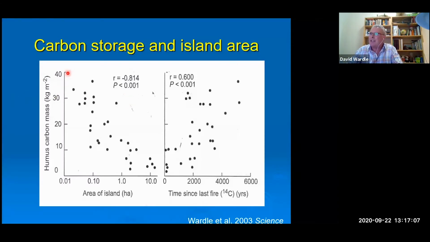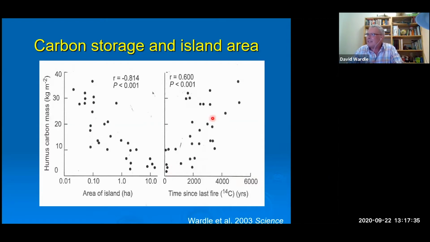What this shows is carbon storage versus island size. For the large islands with rapid decomposition, we have really shallow humus, organic matter of just a few centimeters in depth, whereas on the small islands, decomposition is slowed down and we end up with really deep humus profiles of up to 1 meter or more. And this is also apparent if you plot out carbon storage in terms of time since last fire using carbon-14 dating of our charcoal from each island.